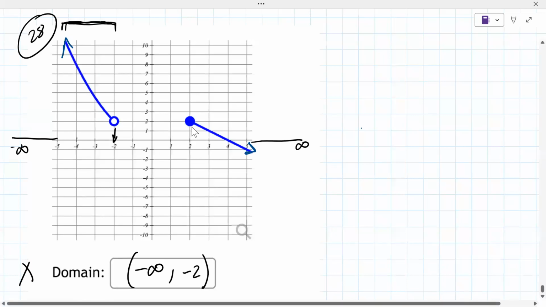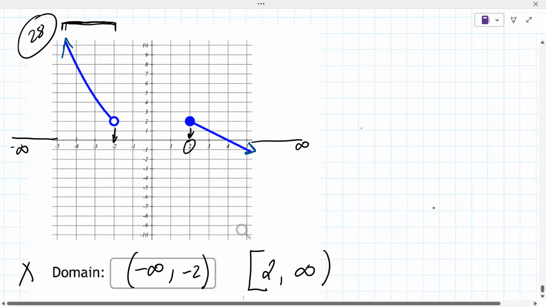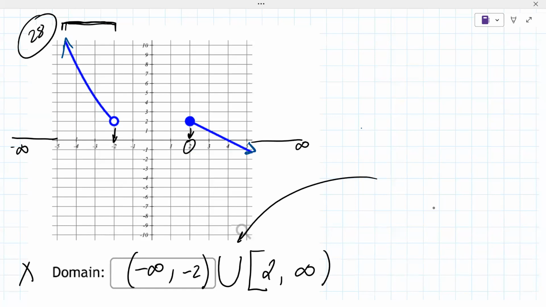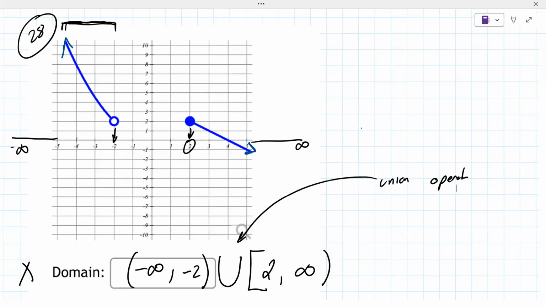Okay, but wait, there's more. There's another x value here, which is 2 to infinity. Now, is the 2 included? Yes. Whenever you have two or more intervals, you have to put this union operator in between them, which is why you'll see that on there.